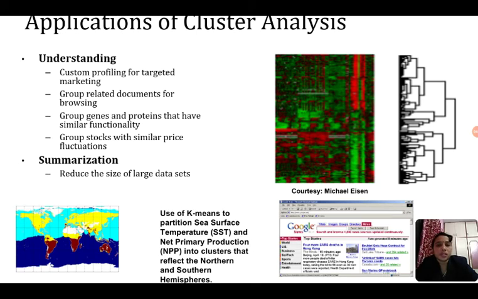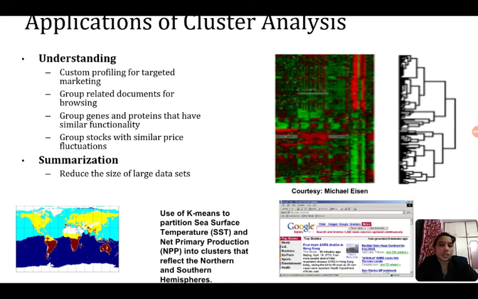Whoever is interested in particular data will be moved to those items of interest. If a male is interested in a phone, then his profile will be in the area of interest of phones. So he is categorized, he is clustered like that. That is customer profiling for targeted marketing. Group related documents for browsing. If I am always searching for economic or financial matters, then I will be categorized in that cluster. Then group genes and proteins that have similar functionality. Group stocks with similar price fluctuations.